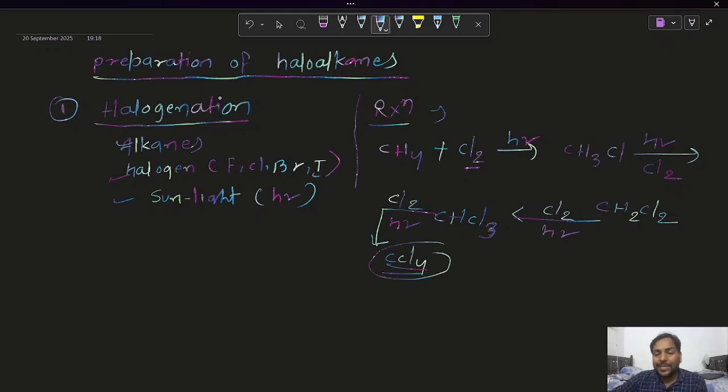So we can say that this reaction has a disadvantage. So what kind of disadvantage does it have? Multiple products are formed.